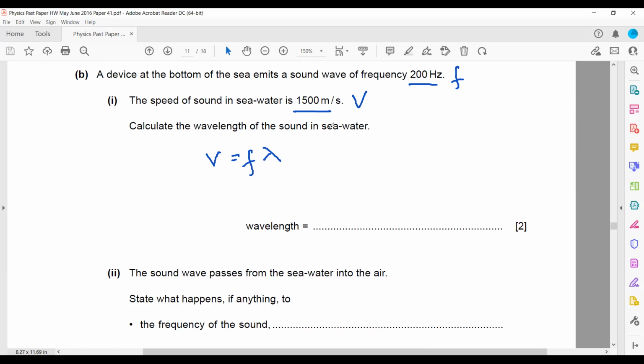So we substitute the value. The speed is 1500, frequency is 200, and wavelength we don't know. So 1500 divided by 200. When we solve this, it will come out as 7.5, and the SI unit of length is meter. So wavelength is also in meters.